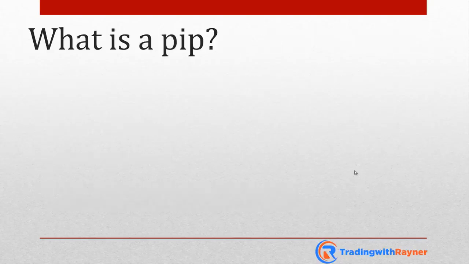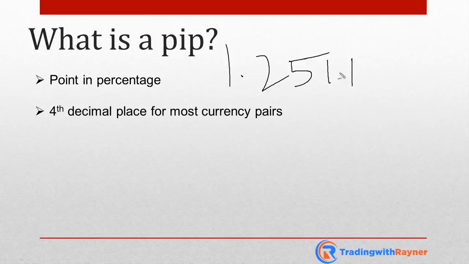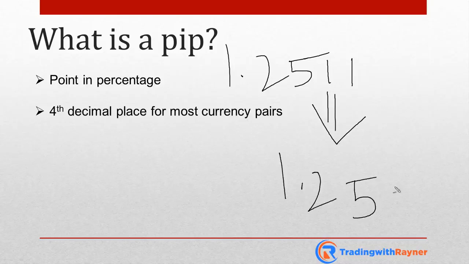So now moving on, what is a pip? A pip stands for point in percentage. For most currency pairs, like the crosses and the major currency pairs, it's the 4th decimal place. So let's say, for example, euro dollar right now is trading at 1.2511. Let's say it moves up by 2 pips. Now the price is trading at 1.2513. So you're looking at the 4th decimal place here for most of the currency pairs.